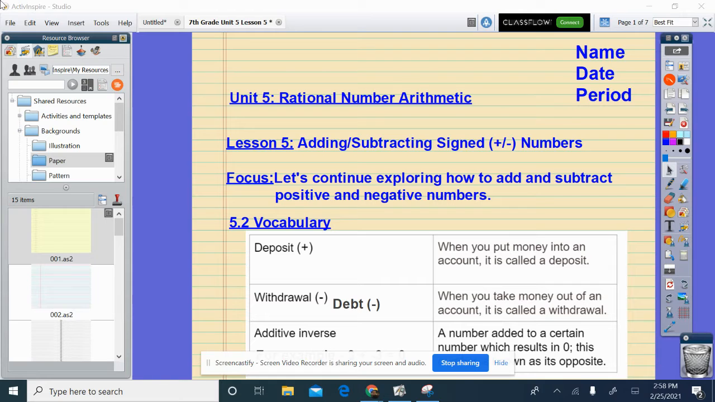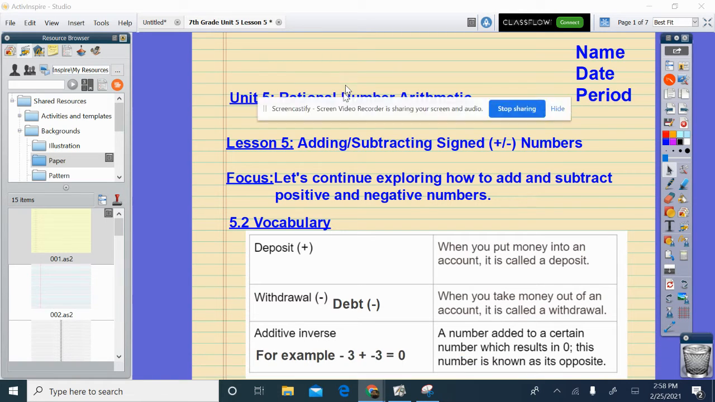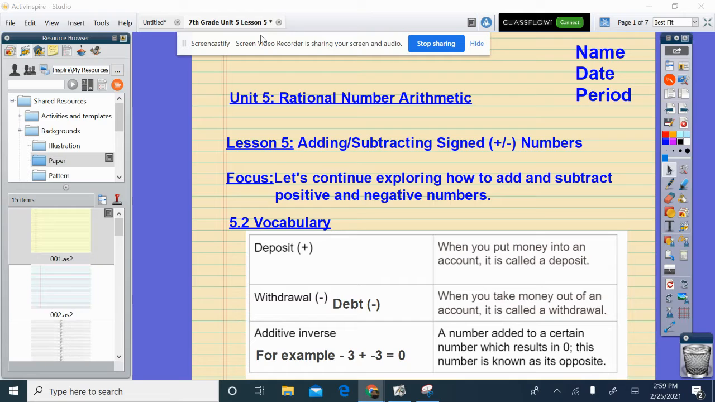So here we have our vocabulary right here. You should be taking notes on this because you're expected to complete the guided notes in Schoology, and you'll have to provide some of this information there. So name, date, and period, and then vocabulary. Deposit, which is a positive number. That's why I have it plus there in parentheses. Withdrawal is a negative number, and also debt is a negative number. Even though I did not provide the definition for debt in here, I just wanted to include it because we will be talking about it very soon.